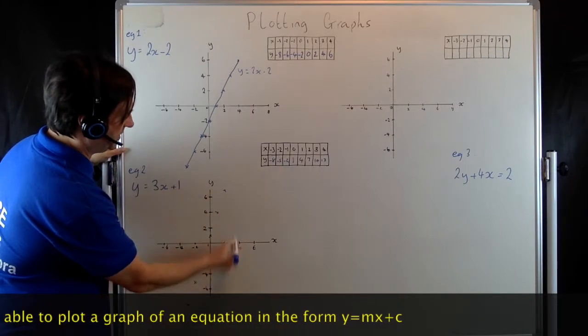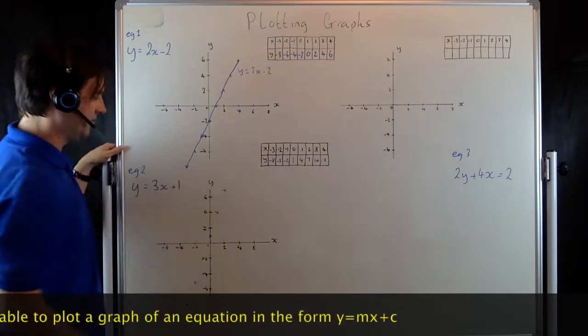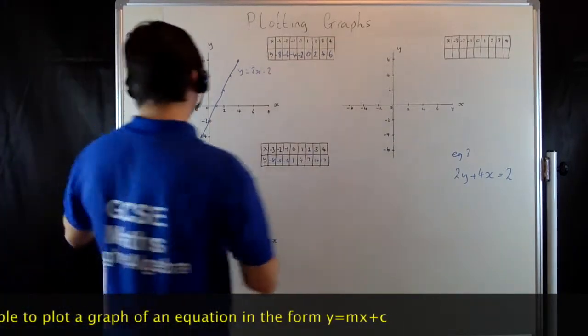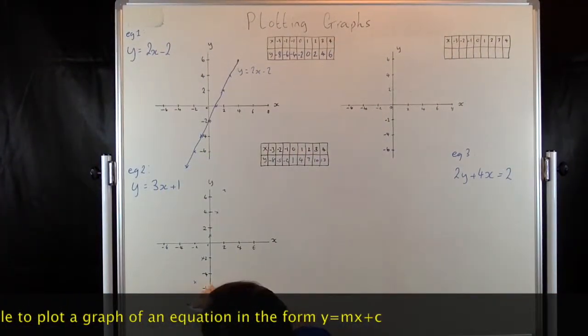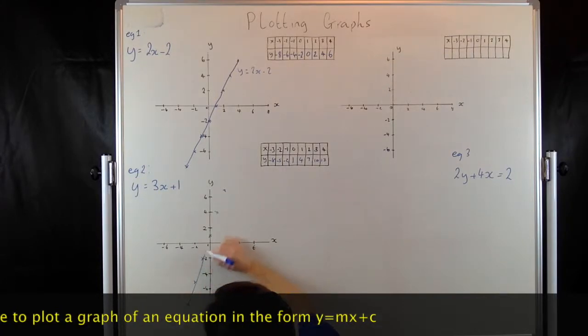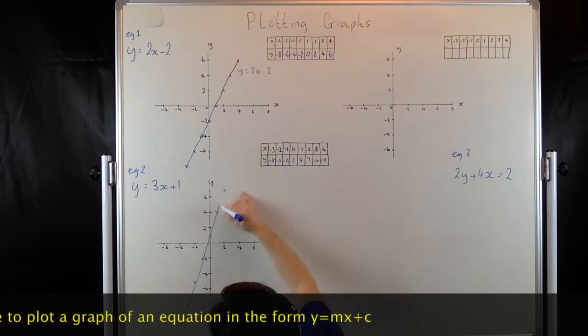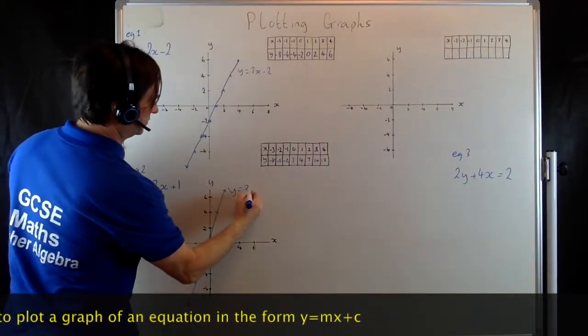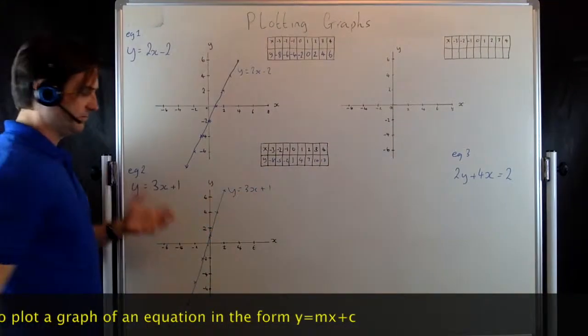When x is 3, y is 10, and that's going off my graph there. I'm not going to plot those points. I'm going to join these ones up to form my graph, and I have the graph of y equals 3x plus 1.